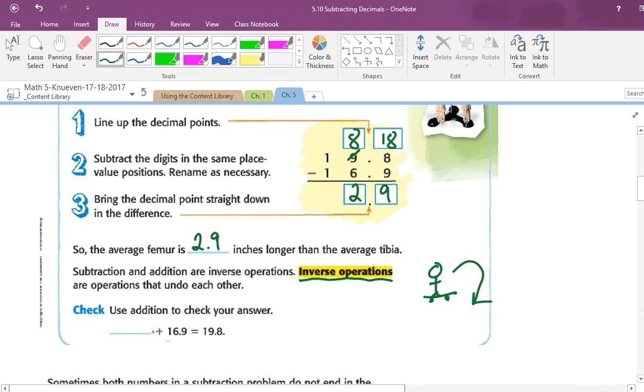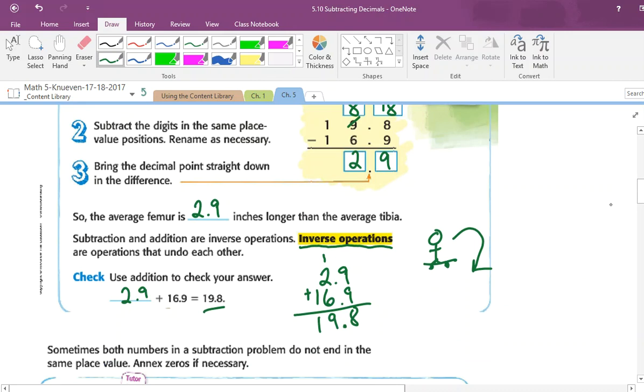So if I were to check my work, I would say 2.9 plus, and I would add it back to 16.9. 9 and 9 is 18. 8 down, carry the 1. 2 and 1 is 3, plus 6 is 9. And then bring down the 1. And I can't forget to bring down my decimal point. And I get 19.8, which is exactly what I started out with. And so that makes it a good, reasonable answer.